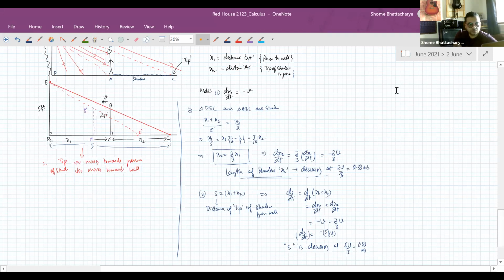Okay, so I hope this is clear fully. Let's come back to the worksheet. So we'll discuss, this was question number 3. So let's move on to 4.